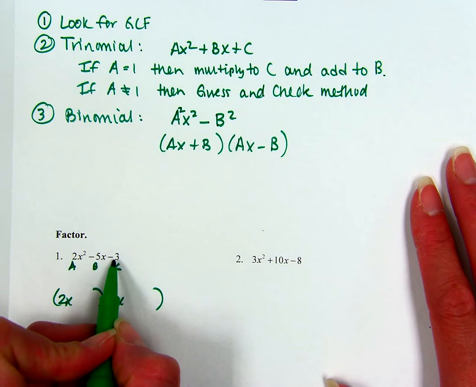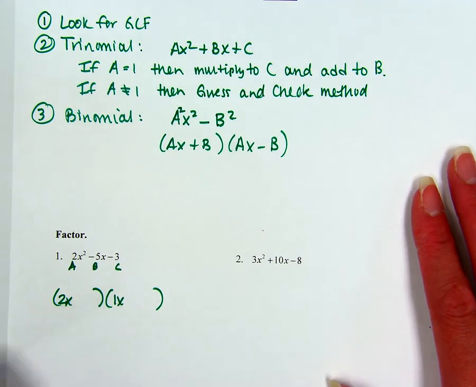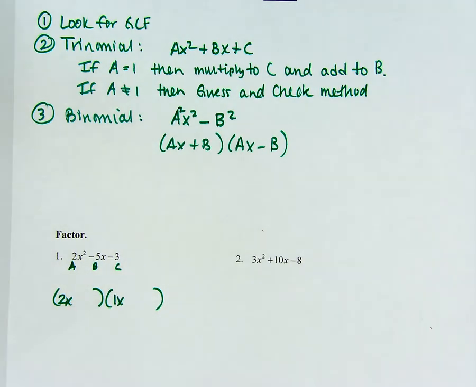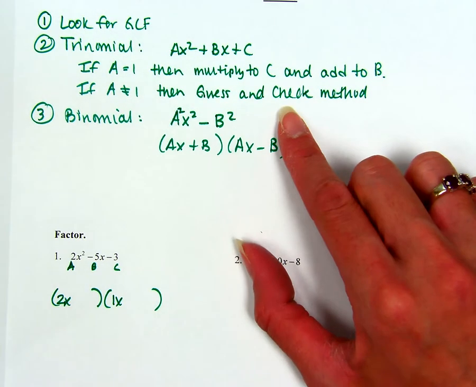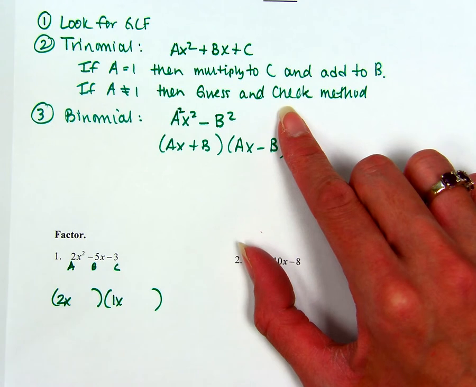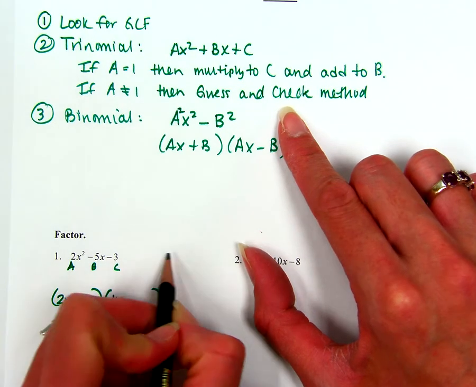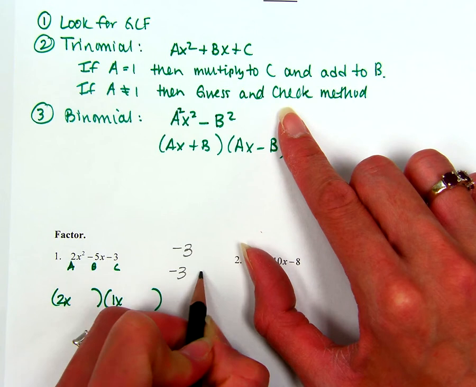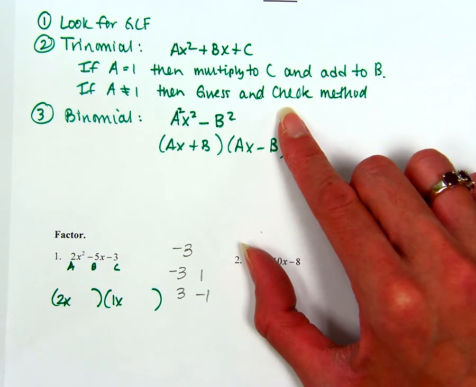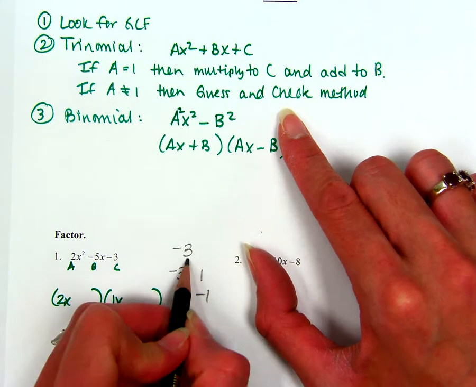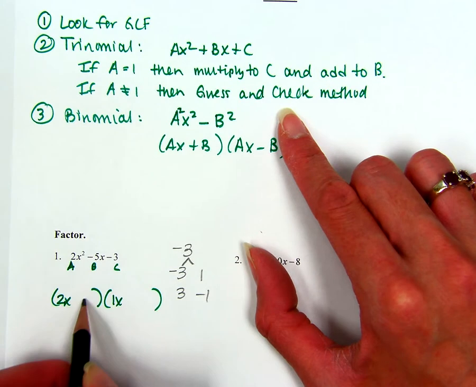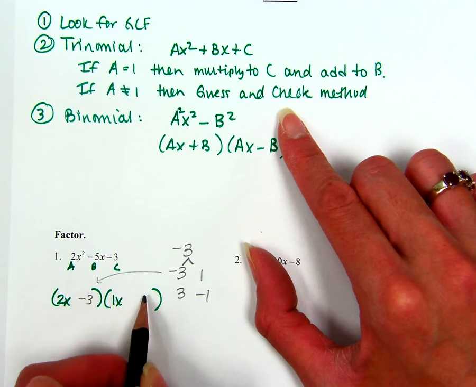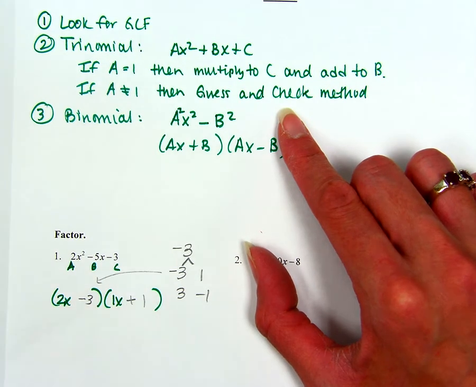All right, now I need to multiply to negative 3. Well, I'm going to use a pencil for this, because we're going to do guessing and checking, and if it doesn't work out, then we're going to erase and try something else. So what multiplies to negative 3? Well, I could multiply negative 3 and positive 1, or positive 3 and negative 1. So the guess and check method just means guess and see if it works. So we're just going to try this first one, negative 3, positive 1.